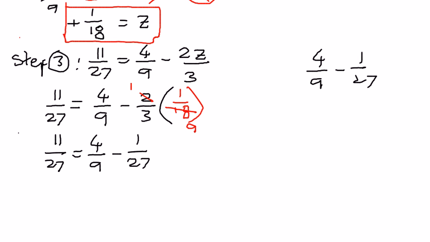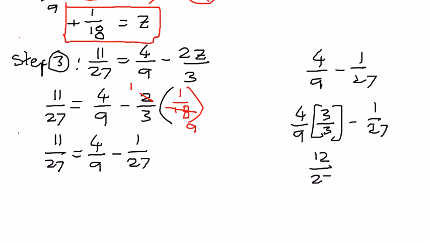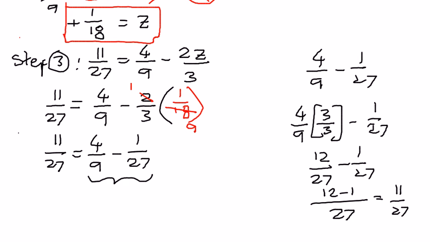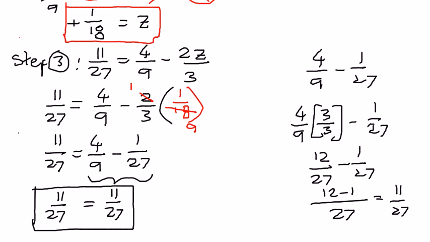We want a common denominator of 27, so we take the first fraction and multiply and divide by 3, and when we do that, it simplifies as follows. 4 times 3 in the numerator is 12, 9 times 3 in the denominator is 27, minus 1 over 27. The common denominator is 27. When we combine the numerator parts, it's 12 minus 1, which is equal to 11 over 27. This right hand side simplifies to 11 over 27, and that is exactly what we have on the left hand side, 11 over 27, and therefore this proves that the value of z we obtained, 1 over 18, is exactly correct.